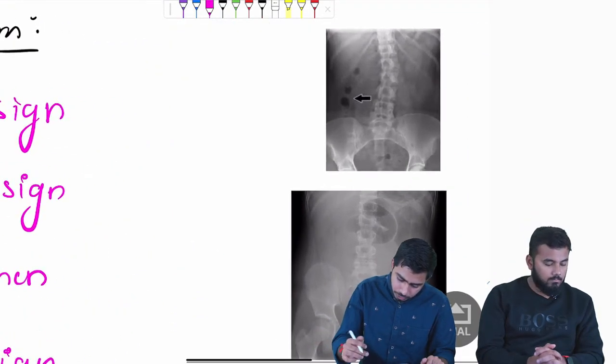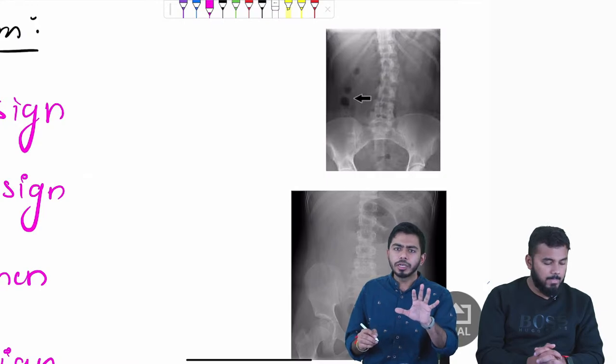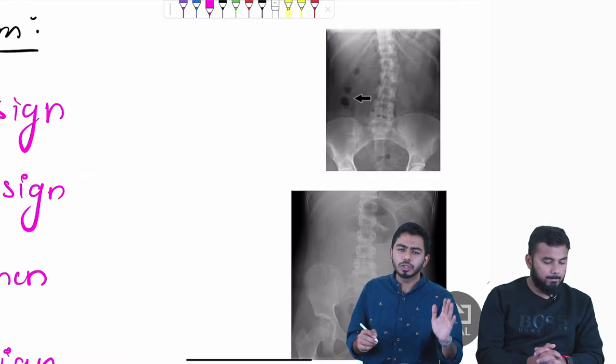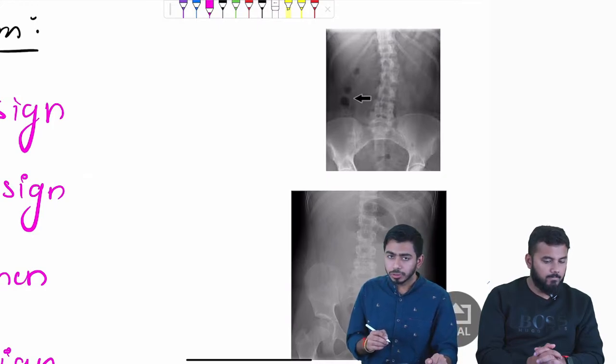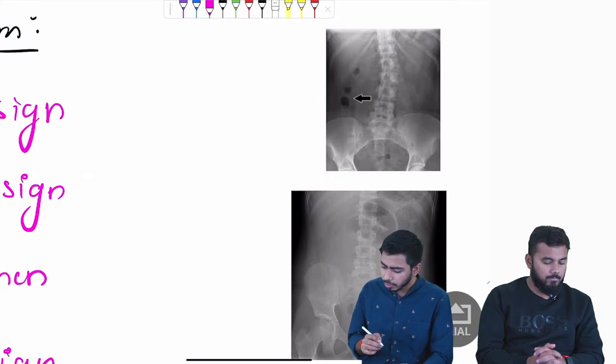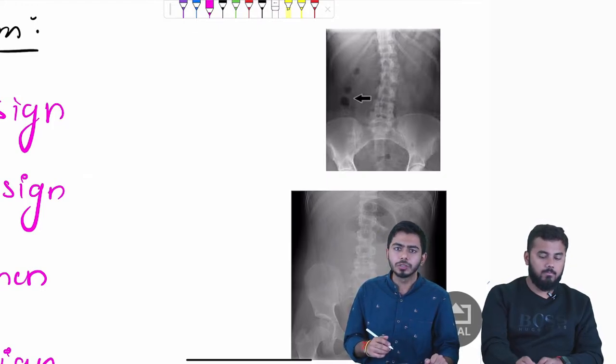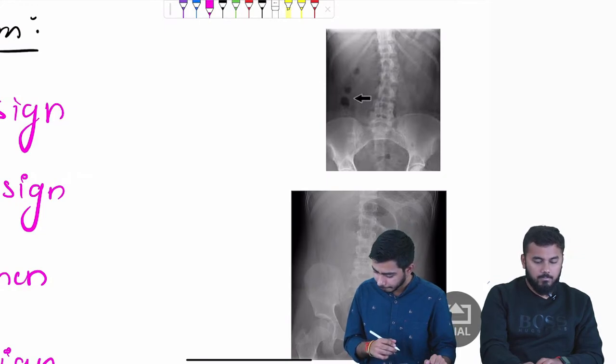First of all, on the X-ray, just tell me how the air is actually looking. I told you in the trauma session as well how the air or gas is looking on the X-ray. Is it black or is it white in color? If you talk about the air on the X-ray or the gas on the X-ray, is it white or is it black in color?